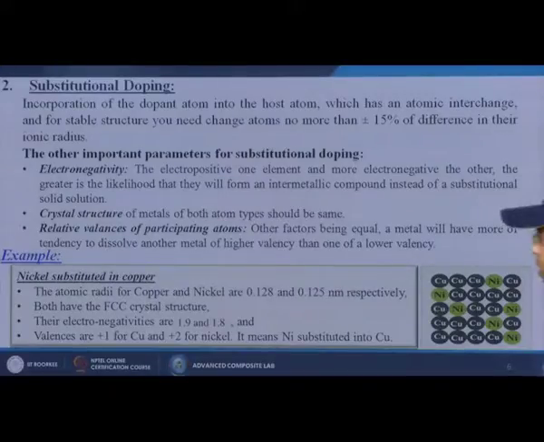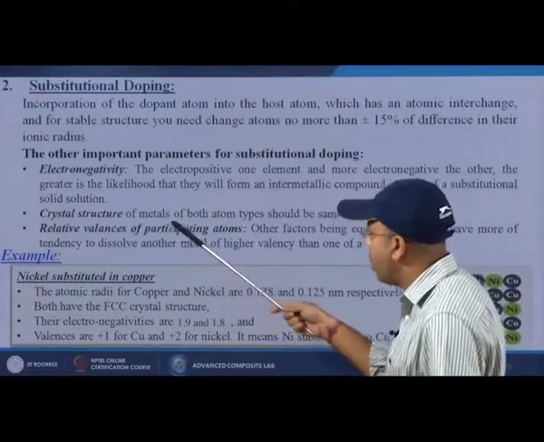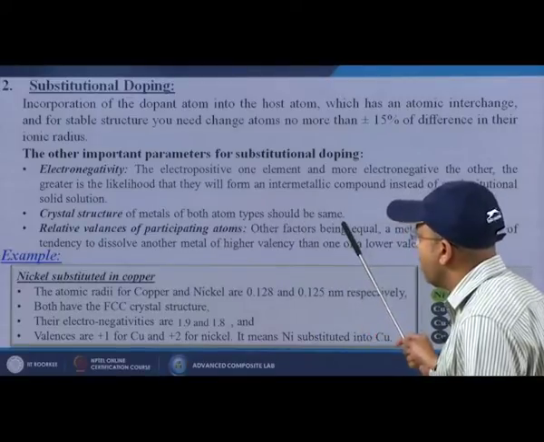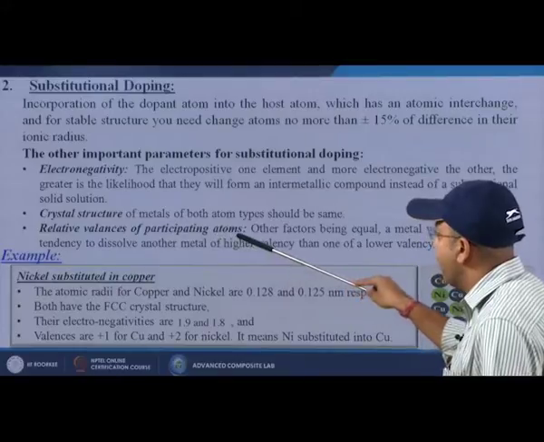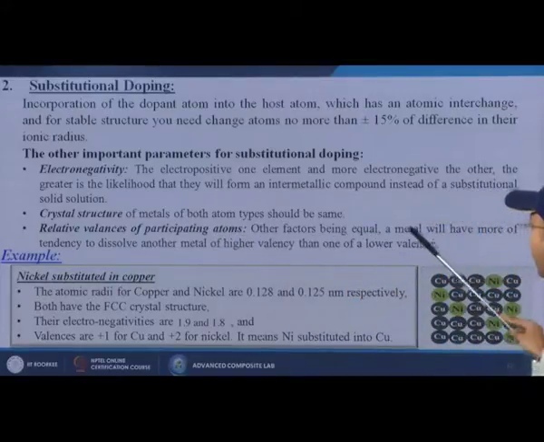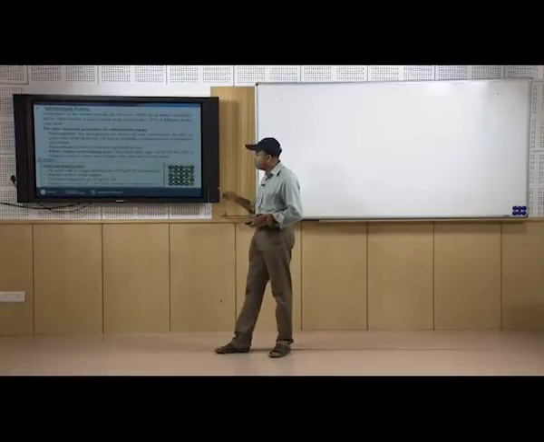Next one is the crystal structure. The crystal structure of the metals of both atom types should be the same. And the third one is the relative valence of the participating atoms. Other factors being equal, a metal will have a greater tendency to dissolve another metal of higher valency than one of lower valency. This is also another prime factor, which I will show you by giving some examples.